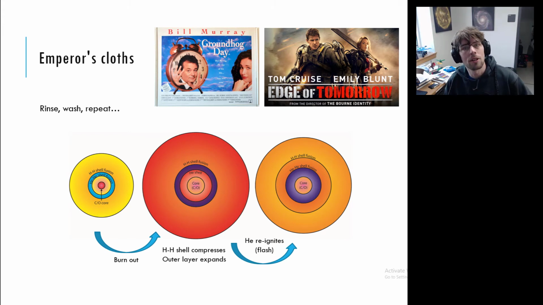And now here's where the rinse, wash, and repeat part comes in. The helium-helium shell fusion produces additional impurities. Eventually, the helium-helium shell fusion will turn off. The hydrogen-hydrogen shell fusion will have to pick back up. The star expands. Enough helium gets added to the shell. Helium shell fusion again begins. Another ignition. Runs out, turns off. Hydrogen-hydrogen shell fusion takes over. Reignites, turns off, etc., etc. So now we have our Groundhog Day kind of loop going on here.